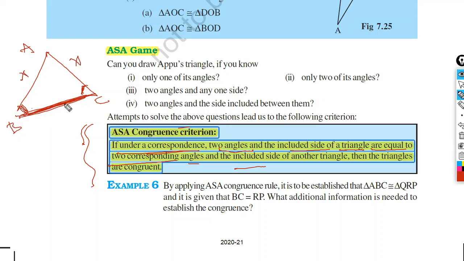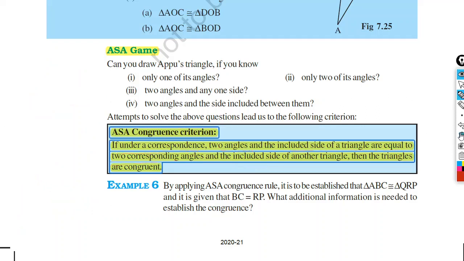You have to take the included side. Similarly, if you are taking another triangle here, suppose you are taking these two angles, M, K, L. If you are taking angle M and angle L, then you have to take the included side, that is ML side. Okay? So don't take other sides like this. So this is the condition. This is the criterion for congruency, angle side angle.